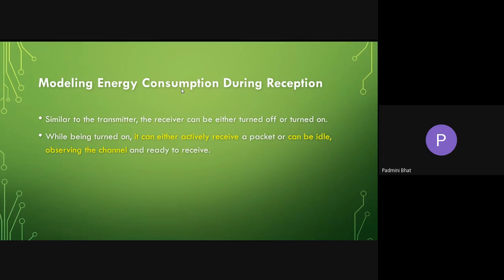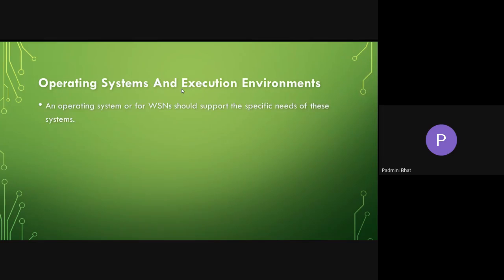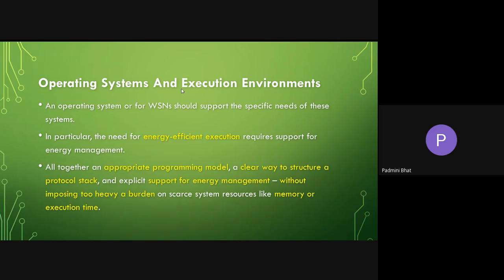What we're discussing is operating systems and execution environments of WSN, that is, wireless sensor network. What are we looking into? We are looking into what parameters we need to consider to select an operating system, and what execution environments we need to have for a WSN. We know the limitations and constraints we have while designing the wireless sensor network. Underline the word wireless.